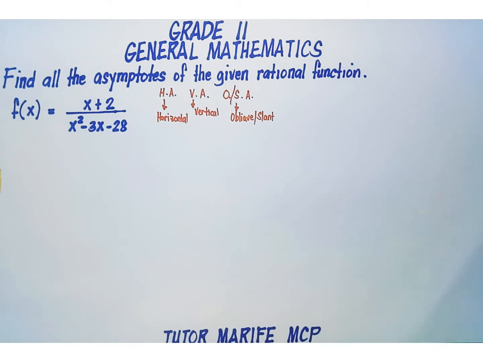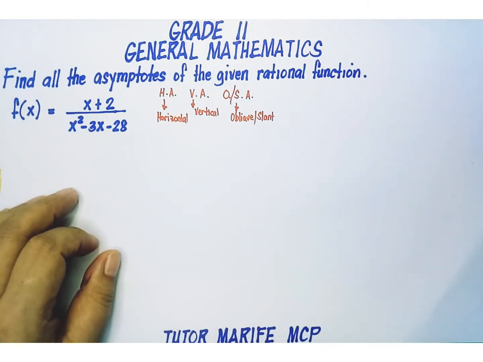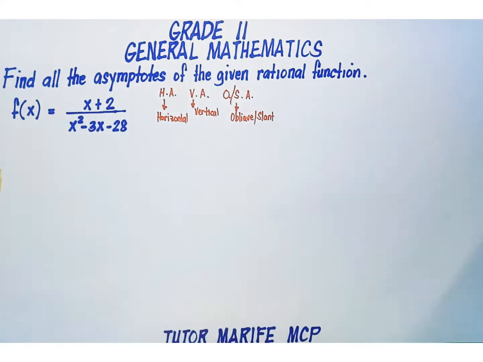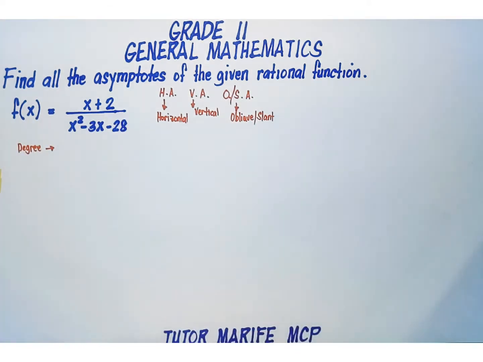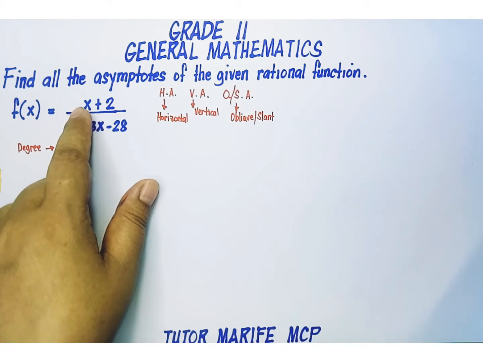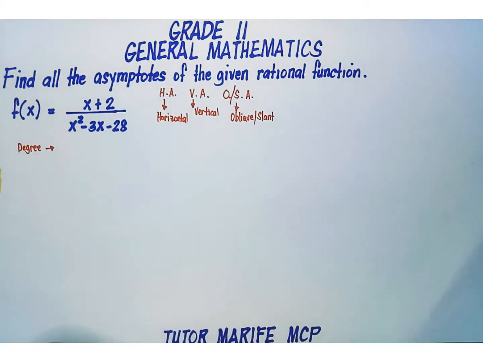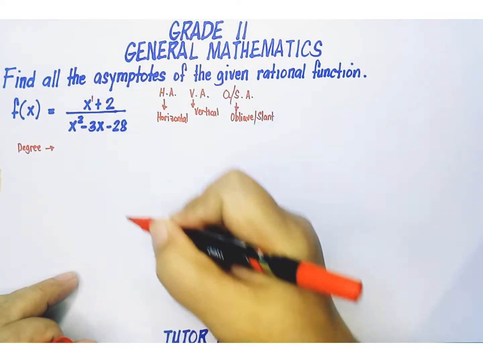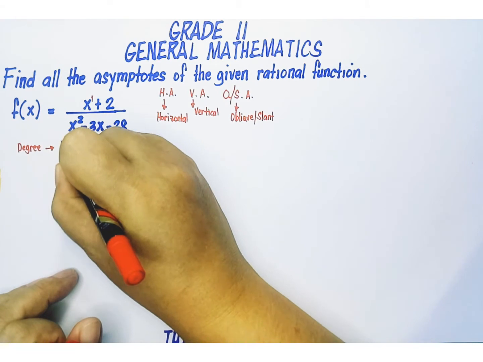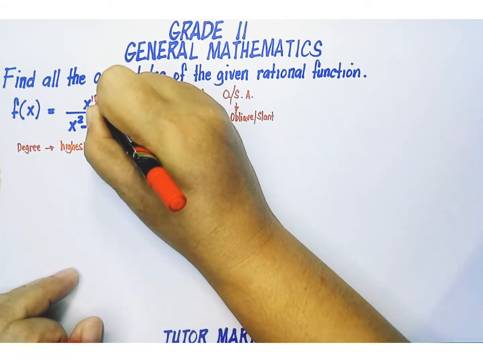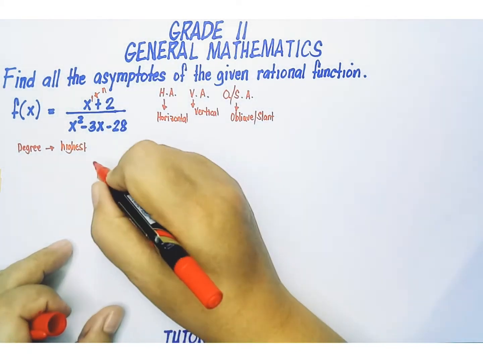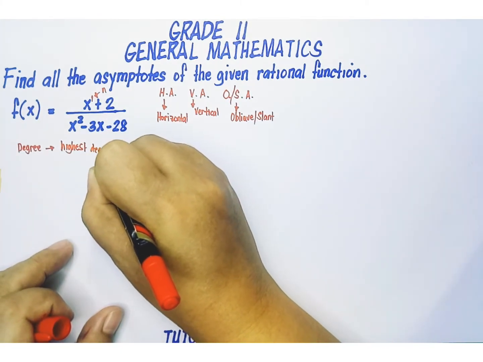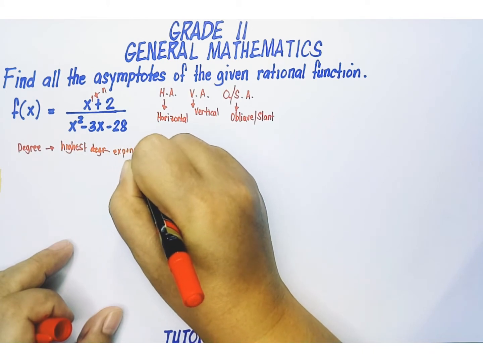Okay. So, for the horizontal asymptote, magfo-focus ka sa degrees ng numerator and denominator. Degree. Ano ulit ang degree? Ang degree ay ang highest exponent ng polynomial. Okay, so for the first polynomial, itong nasa numerator, ang highest degree ay 1. I-represent natin as n yung degree ng polynomial sa numerator. It's the highest exponent.